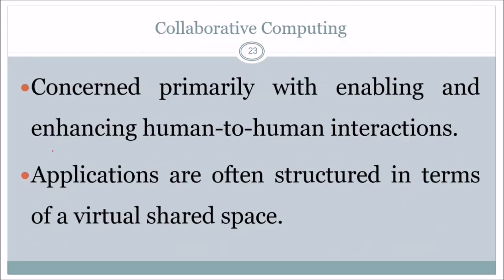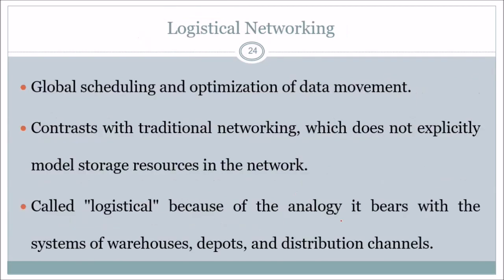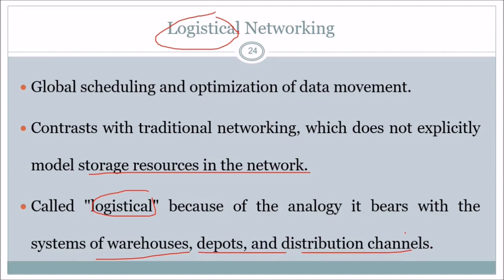Then collaborative computing. This is concerned primarily with enabling and enhancing human-to-human interaction. That is why it is known as collaborative computing. So applications are often structured in terms of a virtual shared space. Then comes logistical networking, global scheduling and optimization of data movement. This contrasts with traditional networking, which does not explicitly model storage resources in the network. Logistical means keeping your logistics. It is called logistical because of the analogy it bears with the system of warehouses, depots, and distributed channels.